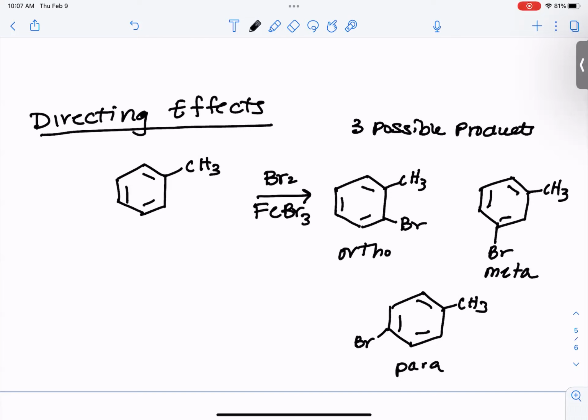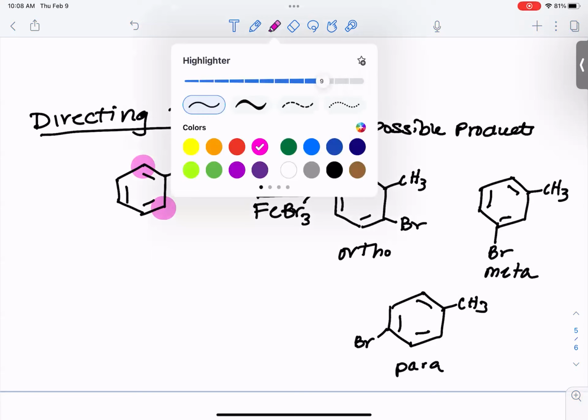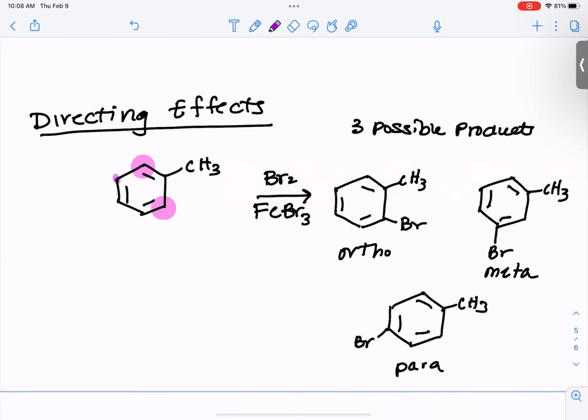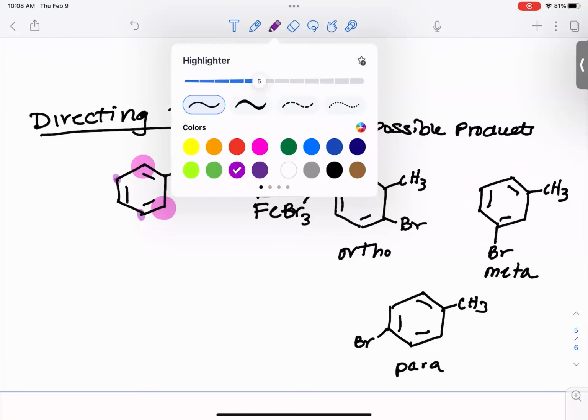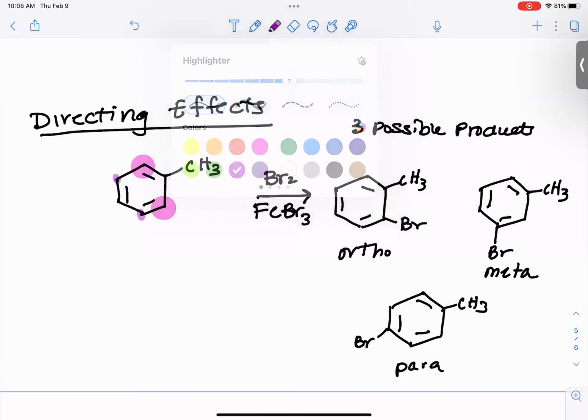The other meta and ortho positions on the top side of the ring are equivalent to ortho and meta on the bottom side of the ring, meaning those 2 positions are equivalent, and those 2 positions are equivalent. So we're going to look at the resonance structures to figure out which ones are going to dominate.